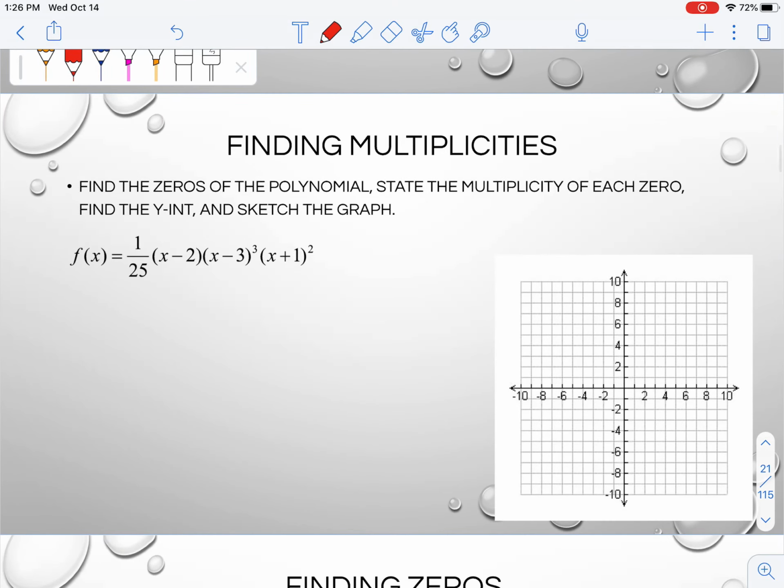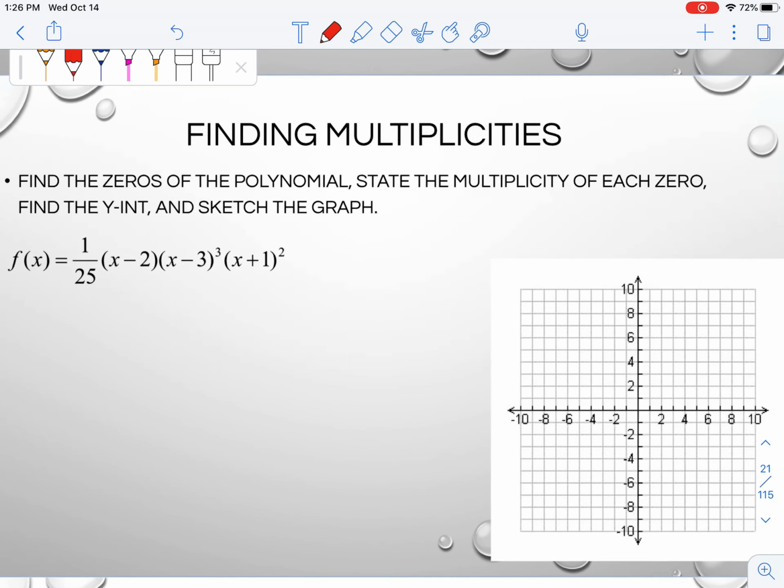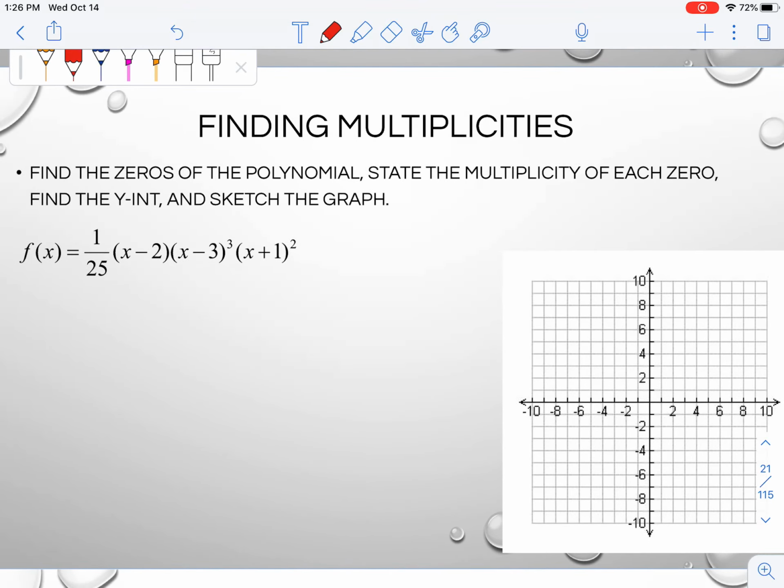So, without further ado, we're going to find some multiplicities here. I want to find all the zeros or solutions of the polynomial, and state the multiplicity of each zero. I'm going to find a y-intercept, and then we're going to sketch the graph. And again, we're going to sketch it because we don't necessarily at this level have the tools that we need to figure out all of the details of this graph. So we can get a good picture.